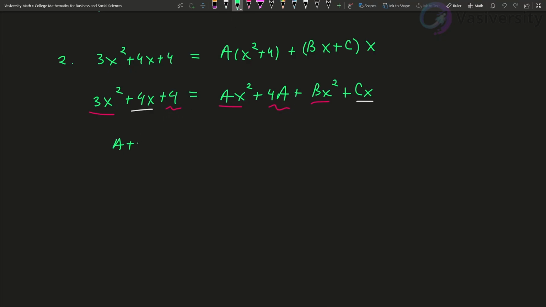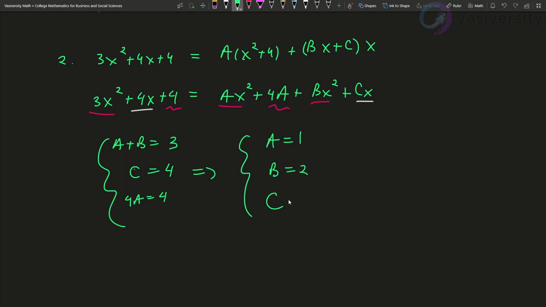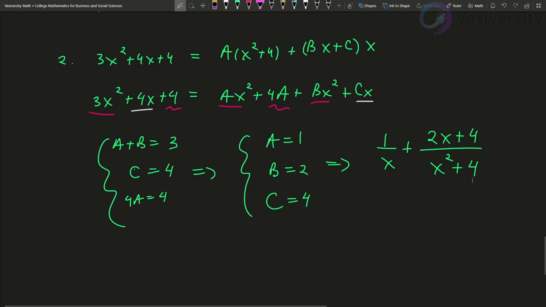So we have a plus b is 3, c is equal to 4, and 4a is equal to 4. So that means a is equal to 1, b is equal to 2, c is equal to 4. So our fraction actually becomes 1 over x plus 2x plus 4 over x squared plus 4. All right, perfect.